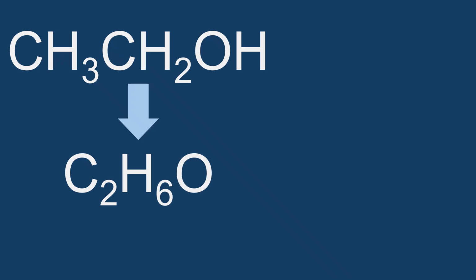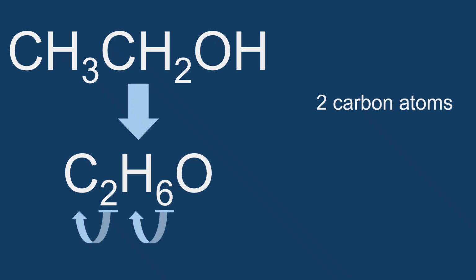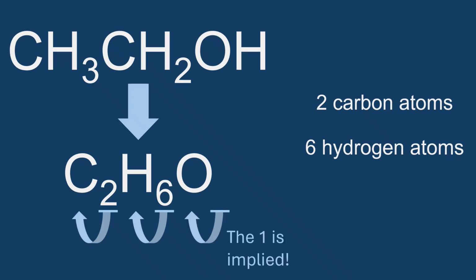Now that we've simplified the formula, we can work on a count. The subscript 2 behind the symbol for carbon means that there are 2 carbon atoms. The 6 following the symbol for hydrogen means that there are 6 hydrogen atoms. And the implied 1 behind the oxygen means that there is a single oxygen atom.